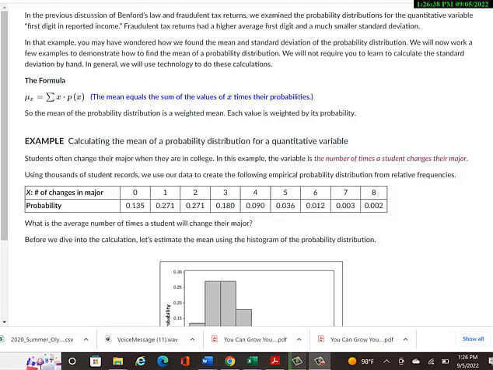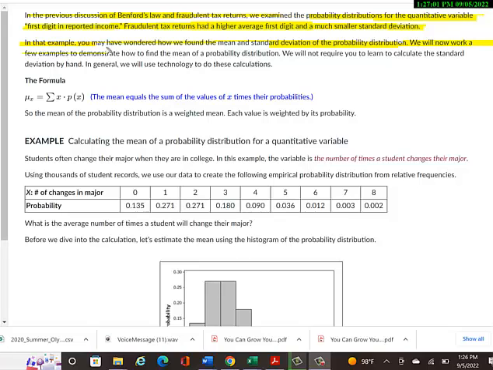On the previous page, in previous discussions of Benford's law and fraudulent tax returns, we examined the probability distributions for the quantitative variable, first digit in reported income. Fraudulent tax returns had a higher average first digit and a much smaller standard deviation. In that example, you may have wondered how we found the mean and standard deviation of the probability distribution.